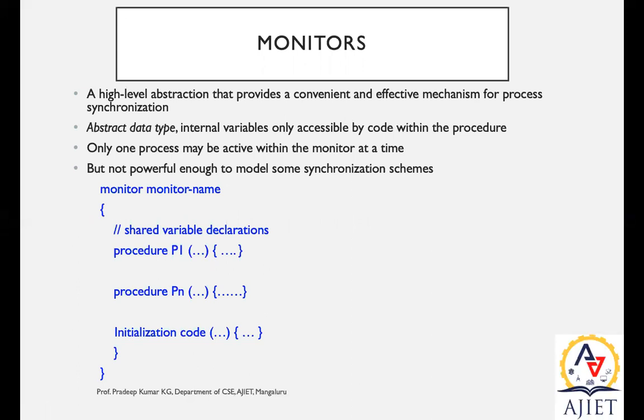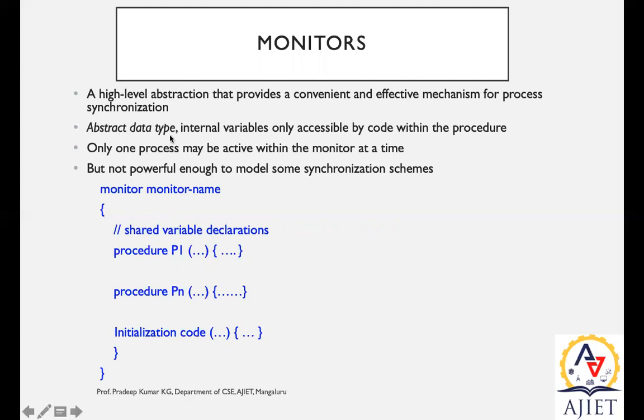So it is nothing but an abstract data type. We'll see how it is. It is a high level abstraction. Monitors are a high level abstraction that provides a convenient and effective mechanism for process synchronization. On the other hand, data hiding. So it provides a convenient and effective mechanism for process synchronization.